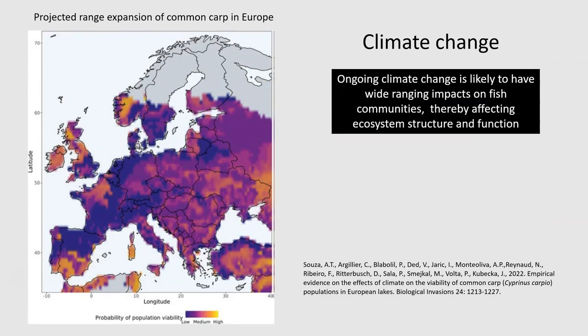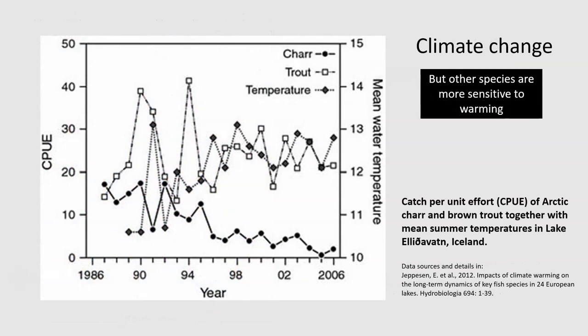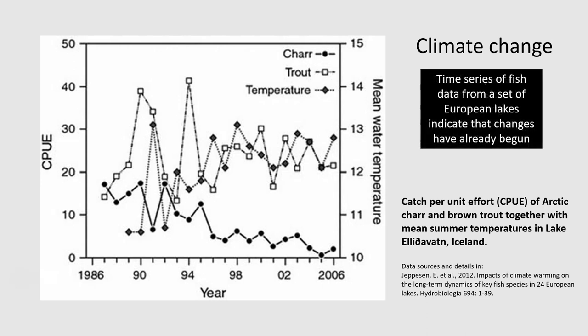Ongoing climate change is likely to have wide-ranging impacts on fish communities, thereby affecting ecosystem structure and functioning. Some species, such as the common carp, have broad thermal tolerances and may be able to cope with the new thermal regimes, resulting in a global widening of their habitats. But other species are more sensitive to warming. Time series of fish data from a set of European lakes indicate that changes have already begun.